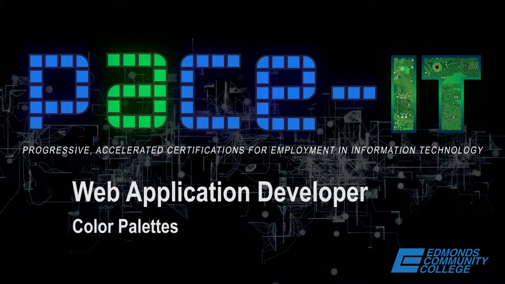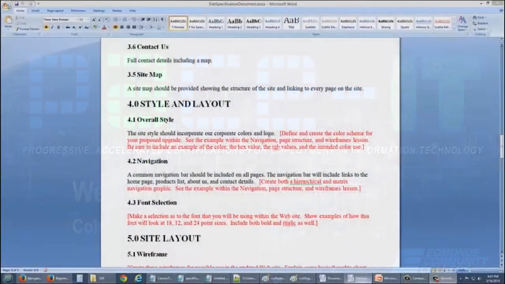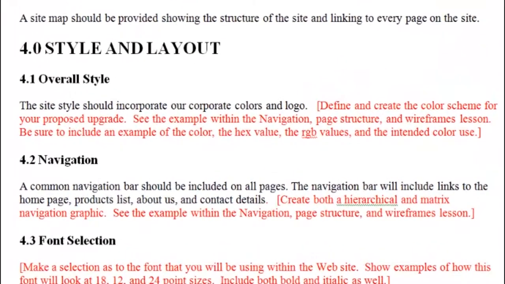Hi, in this video we're going to be working with color palettes and how to include them in your site specification document. One of the requirements of your site specification document is to create an overall style. Within this overall style, you should be creating a color scheme for your proposed upgrade of the website. If you have any questions about that, you can see the navigation, page structure, and wireframes lesson, but I'm hoping this video will help you go ahead and establish the color scheme that you will be using for your pages.